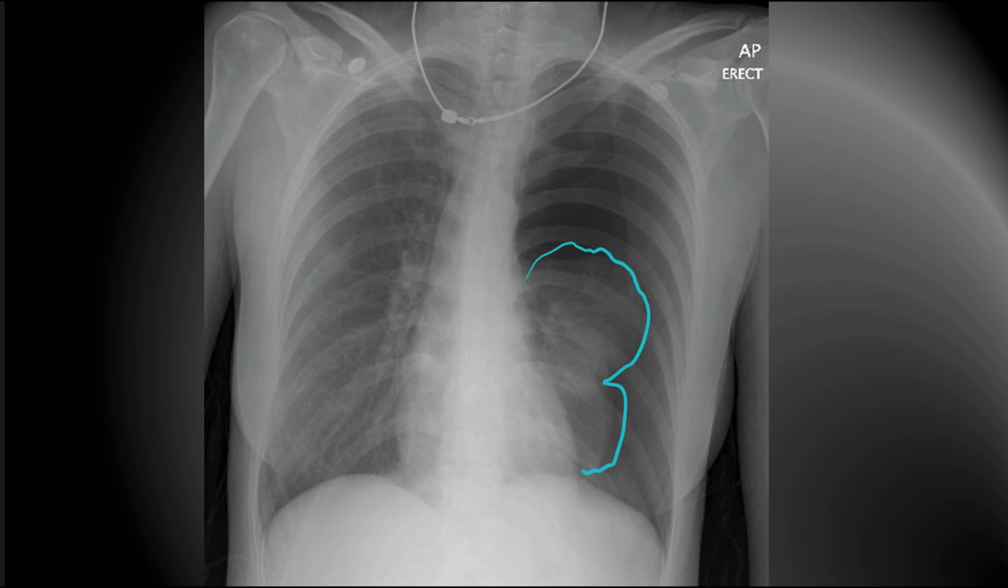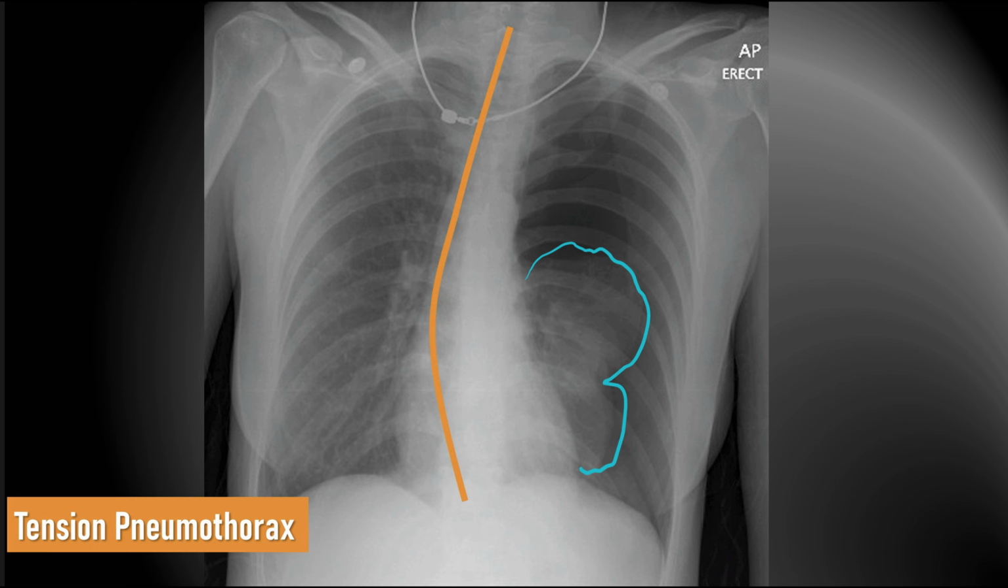There is a pneumothorax present. Note that the mediastinum has shifted away from the pneumothorax. As a consequence, we call this a tension pneumothorax.